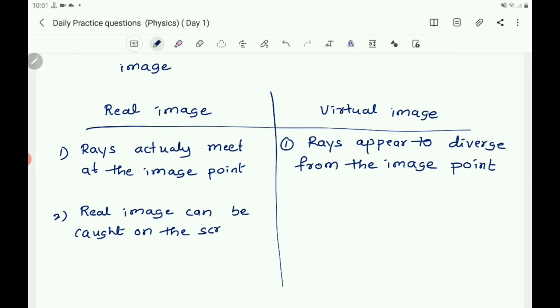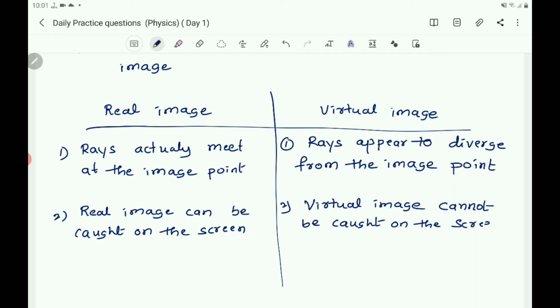Real image can be caught on the screen, but virtual image cannot be caught on the screen. So you write that virtual image cannot be caught on the screen.